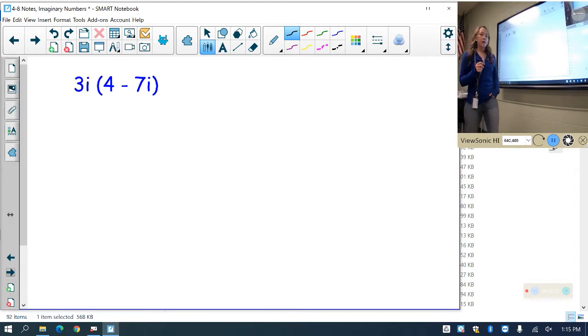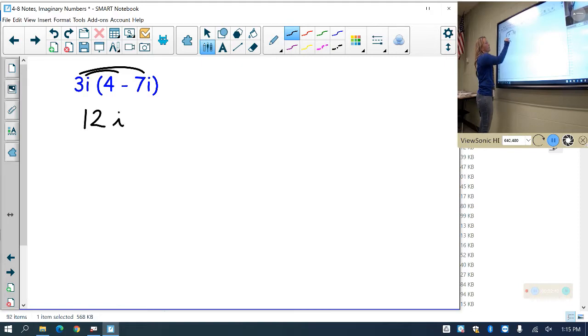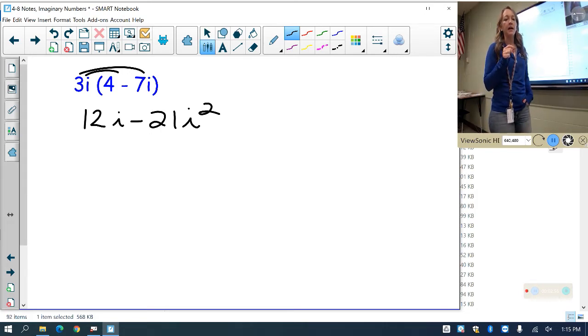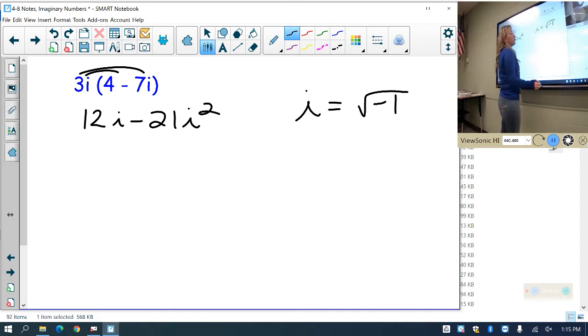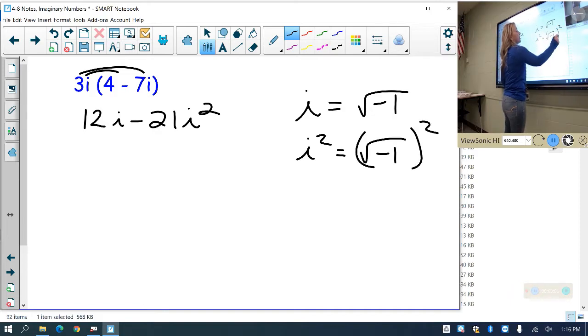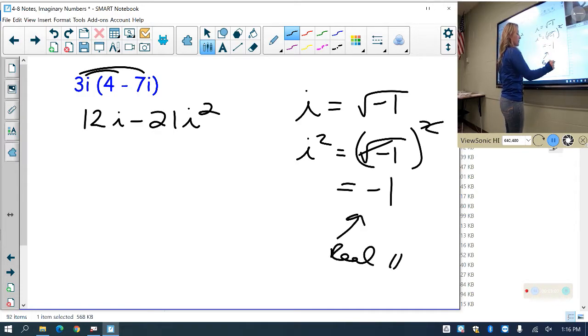When we're multiplying with complex numbers, we're using the same algebra strategies, only one thing changes. Because when we distribute this, 3i times 4 gives me 12i. 3i times negative 7i is negative 21i squared. And if you remember back to the first set of notes that we did, imaginary numbers, when you have i, that just gives me the square root of negative 1. However, i squared gives me the square root of negative 1 squared. My square root and squared cancel out, so i squared is actually just negative 1, and if you remember, that is just a real number.